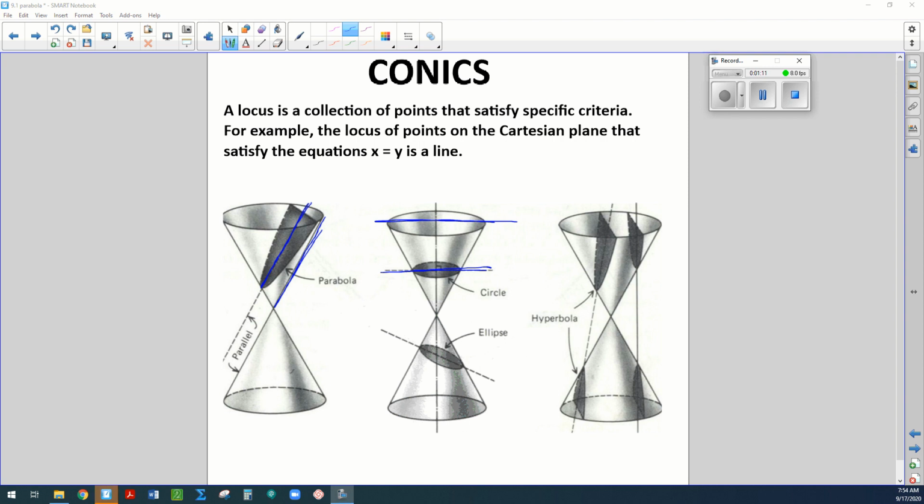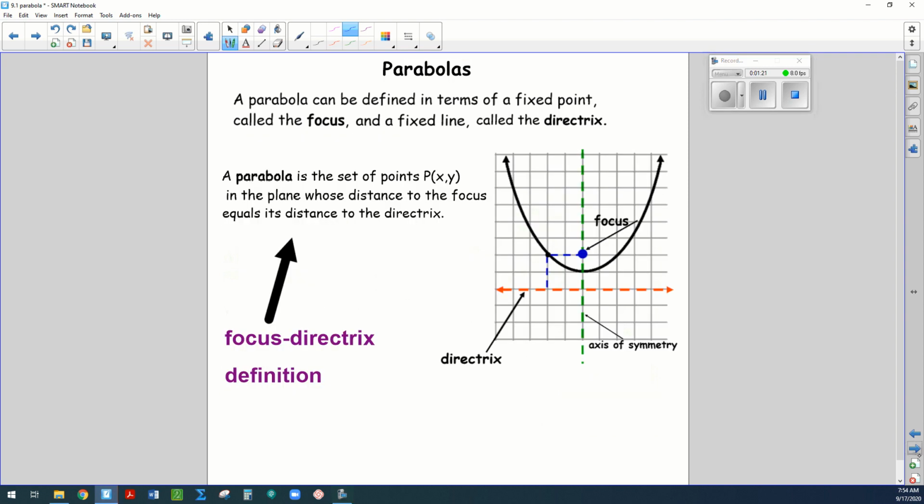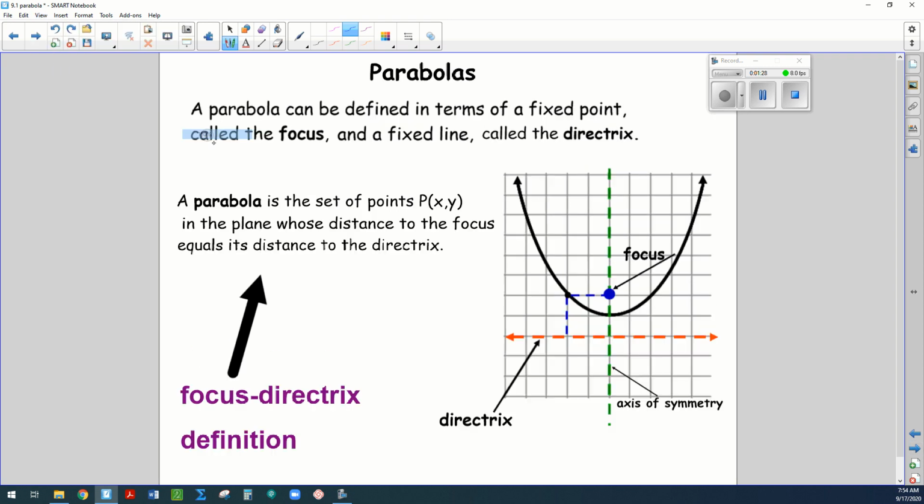Now parabolas are also something that you looked at in Algebra 1 and Algebra 2 with quadratics, but we're going to look at them from a different perspective. A parabola can be defined in terms of a single point of focus that's on the inside of the parabola, and a fixed line called the directrix.